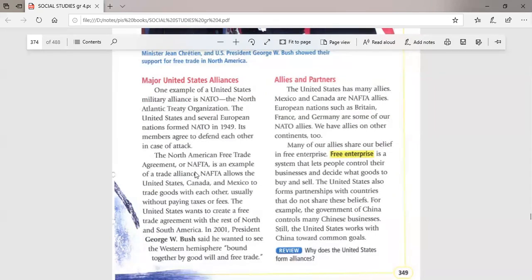Okay, America also made the NAFTA treaty. It's between America, Mexico, and Canada. These countries are trading with each other for free. They don't pay taxes or fees over the goods.